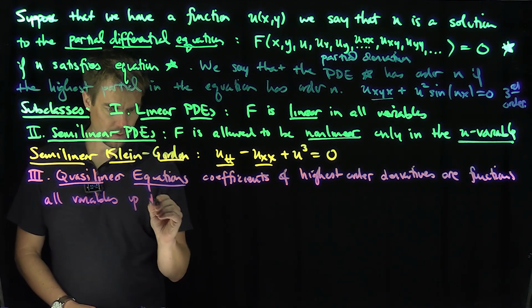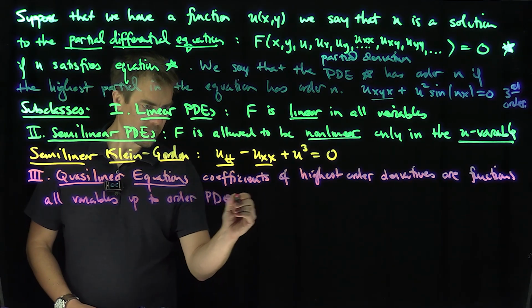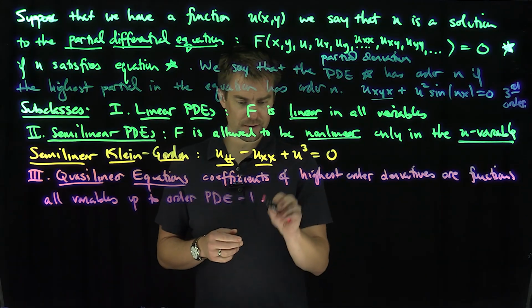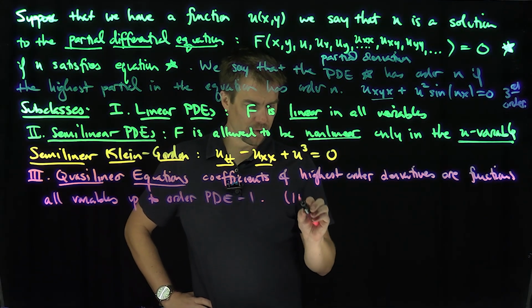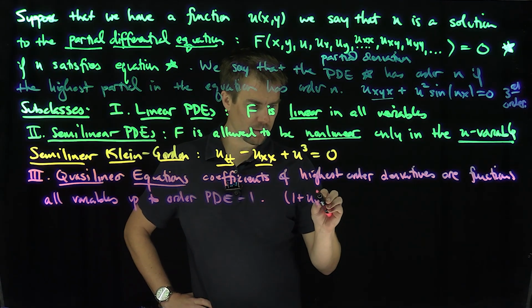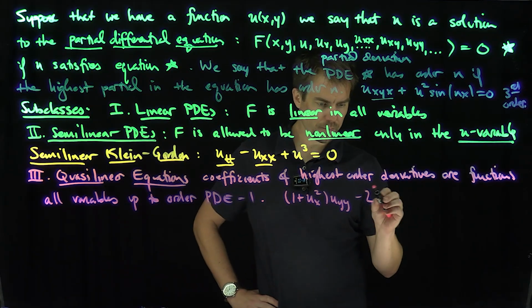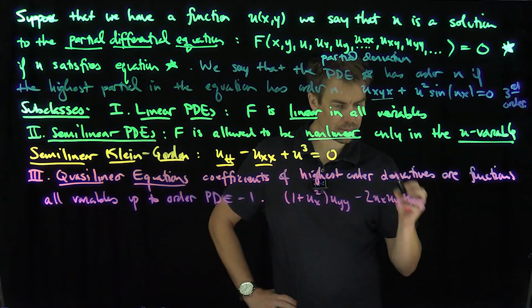Up to the order of the PDE minus 1. Okay? So what's an example of this? An example of this, we've already seen in our differential geometry course. We can look at something like this: 1 plus ux squared, uyy minus 2 ux uy uxy.